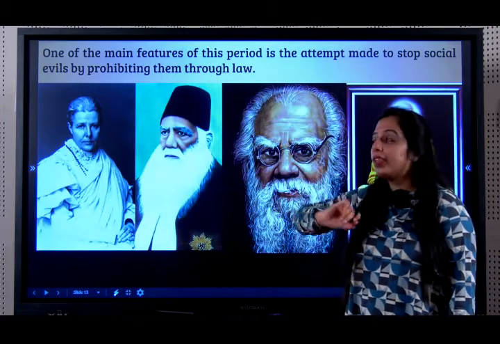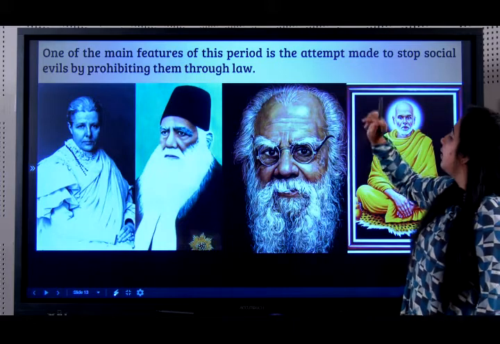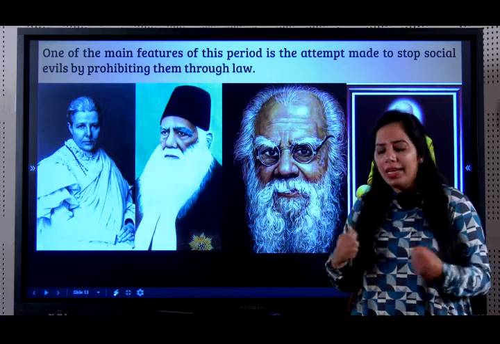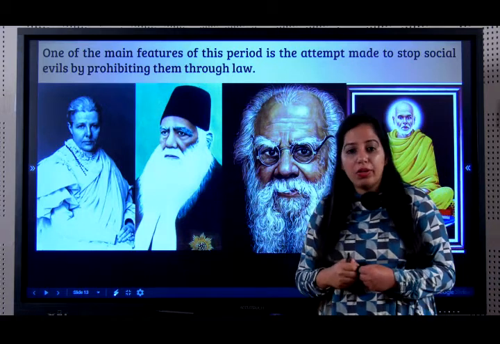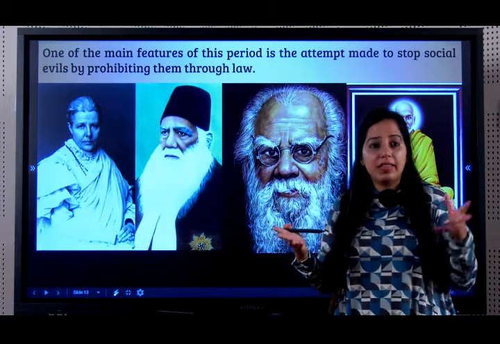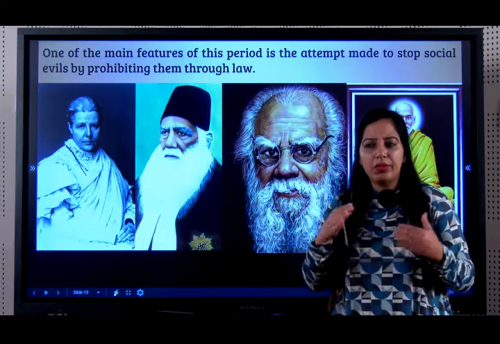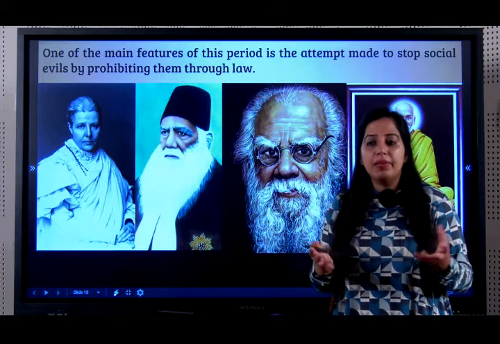What was the main feature of this period? It was to stop the social evils. And how did they want to stop? They not only wanted people to become more aware that this is wrong, they also wanted to put a very strict law that if you do this, it is wrong. Like for example, there was sati.